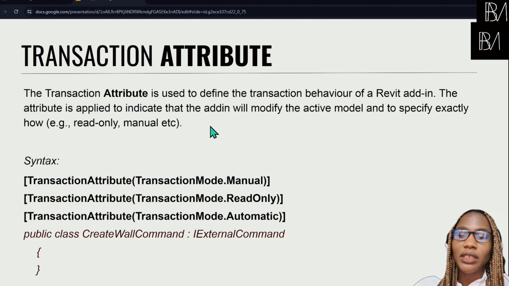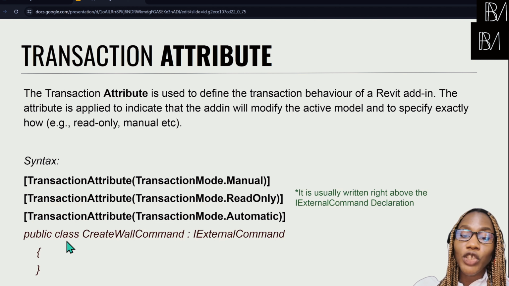I know it's a bit tricky, but basically the transaction attribute is added usually before you declare your external command, and it tells Revit that we want this add-in to be manual, which means we have to click on it first before it works. Read only, which means we are not changing anything in this code. We just want to maybe extract the data in this active Revit document and put this data somewhere else. And automatic means as soon as we launch Revit, we don't want to click on anything. We just want this to run.